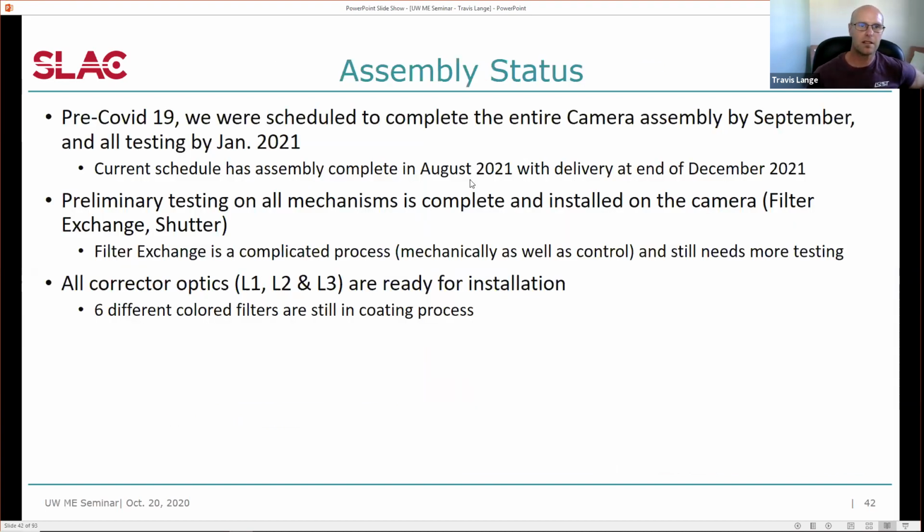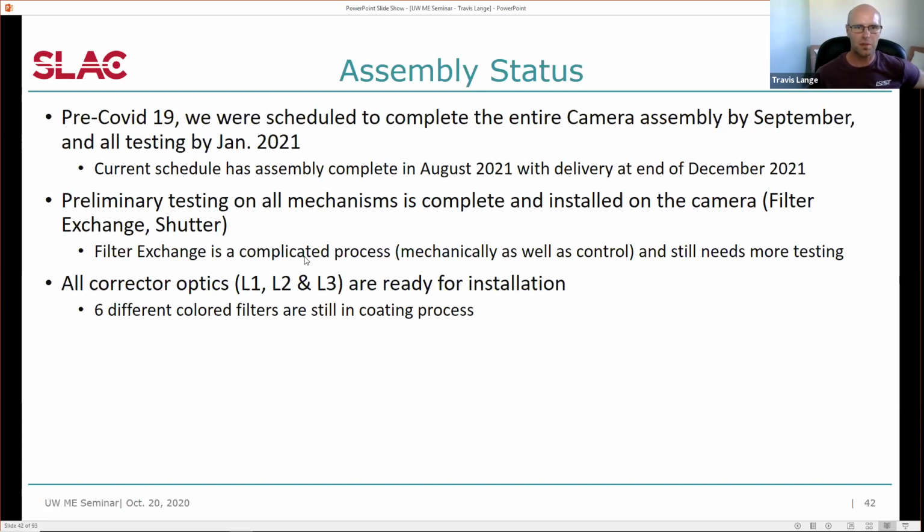Pre-COVID, we were supposed to be done January 2020 or 2021. At this point, we're going to be done with the camera assembly itself by August next year, and then we have a few months of testing before we're ready to call the project complete and get ready to ship it. So we'll be shipping sometime in December or January 2022.